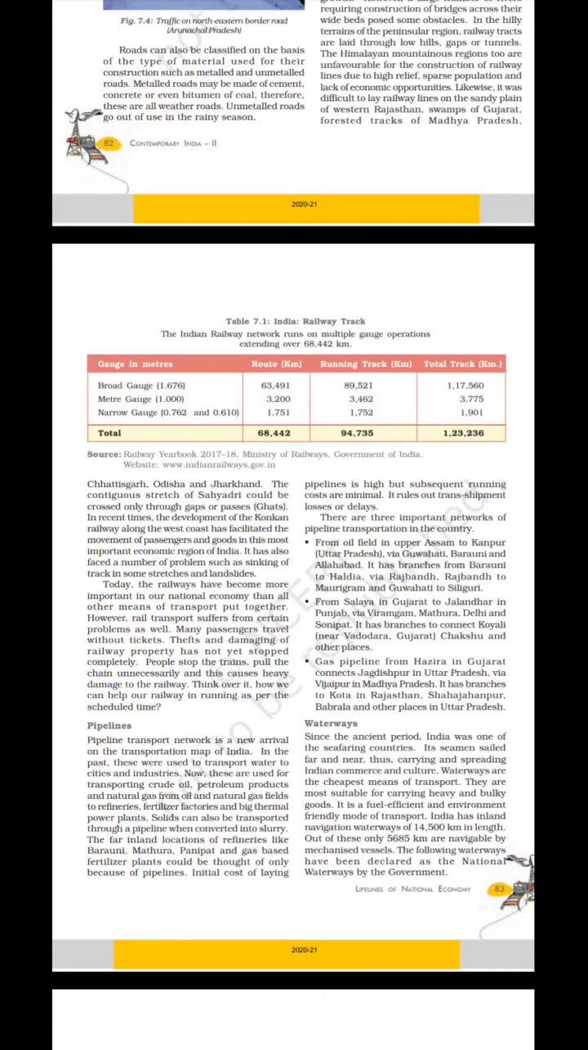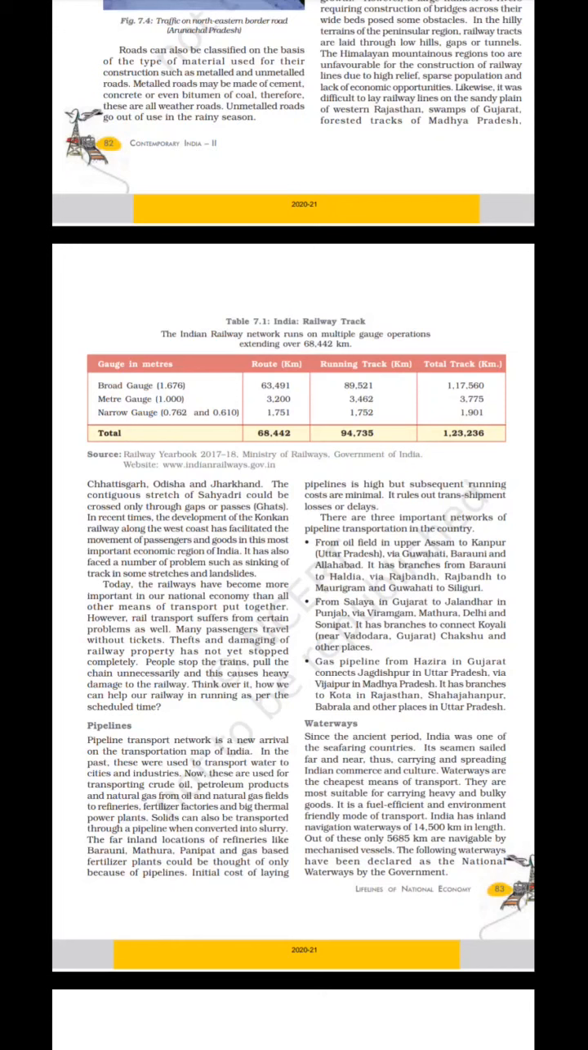0.762 and 0.610: route 2,297, running track 2,297, total track 2,495. Total route in kilometers 66,687, running track kilometers 92,081, total track in kilometers 1,19,630. The Indian Railway network runs on multiple gauge operations extending over 66,687 kilometers, excluding Metro Kolkata. Source: Railway Yearbook 2015-16, Ministry of Railways, Government of India website. Take a look at www.indianrailway.gov.in.